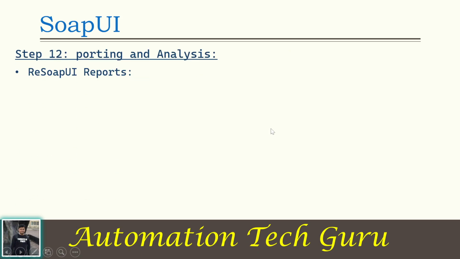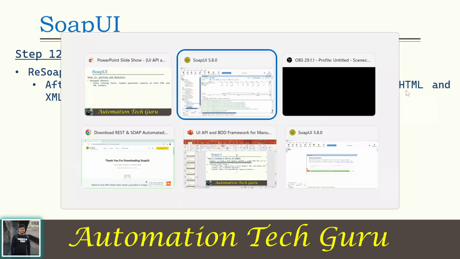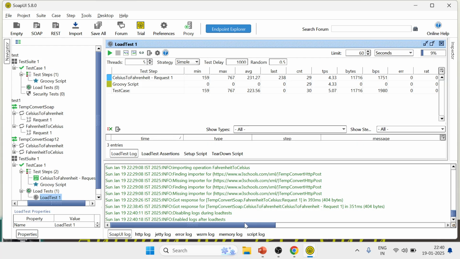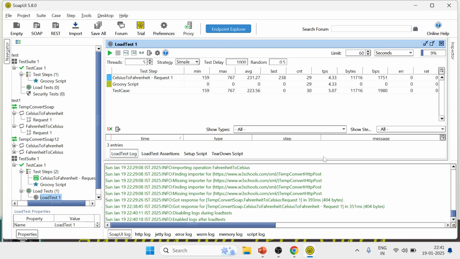Next is reporting and analysis. So SoapUI reporting, yeah. So this is basically for after running the test case, SoapUI generates the report in both XML and HTML format. So use the report tab to view the summary of the test case. So where is the report tab?